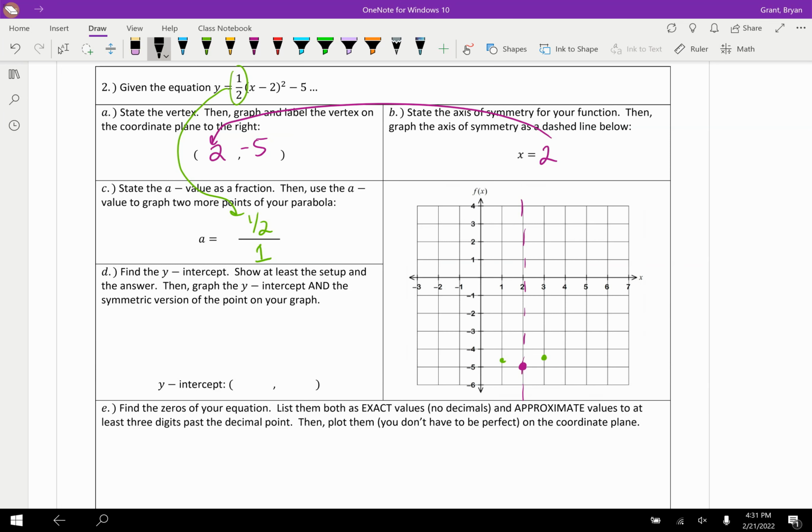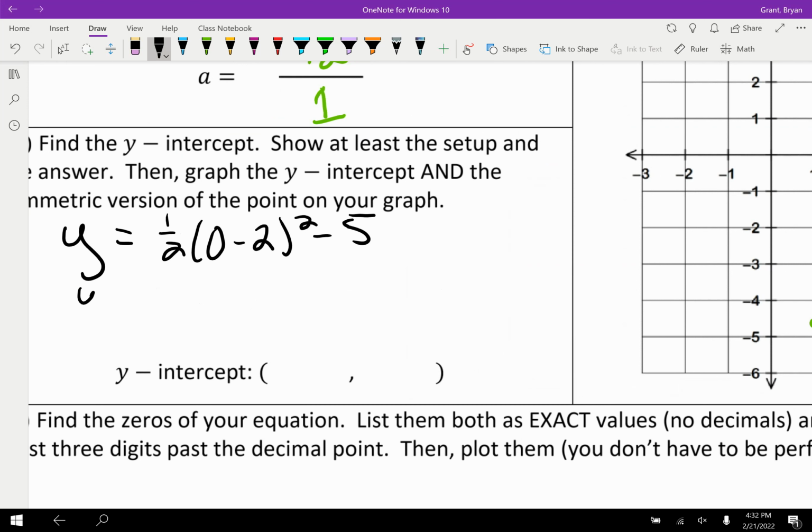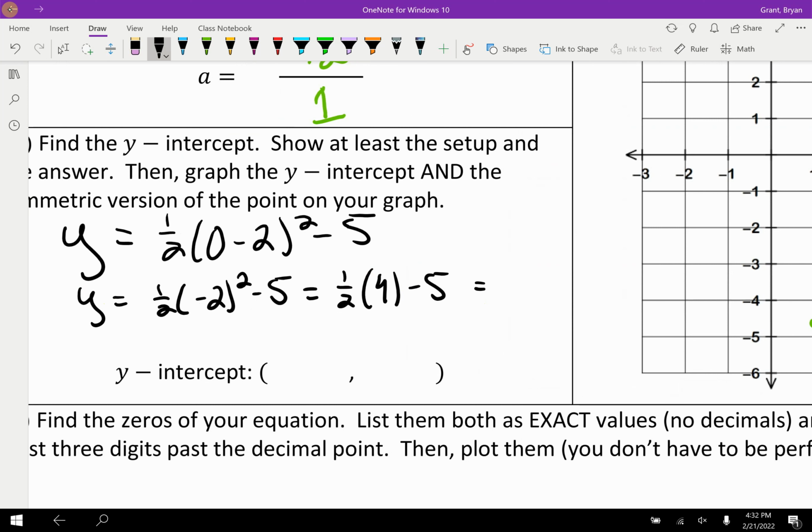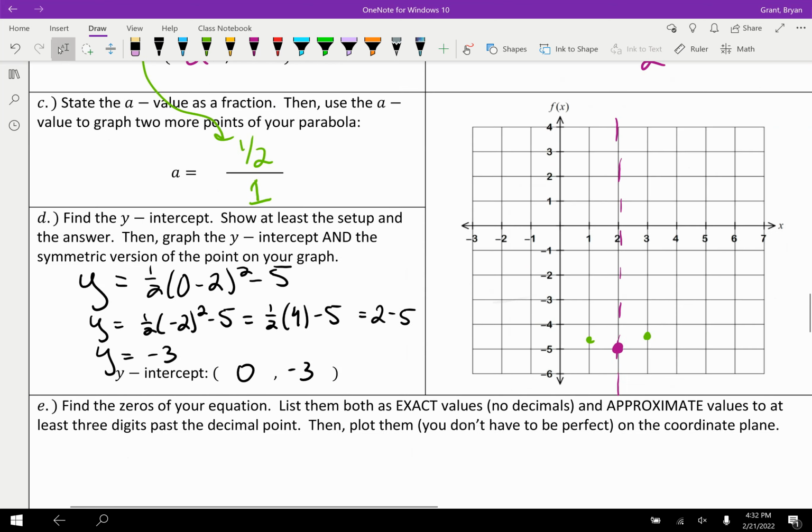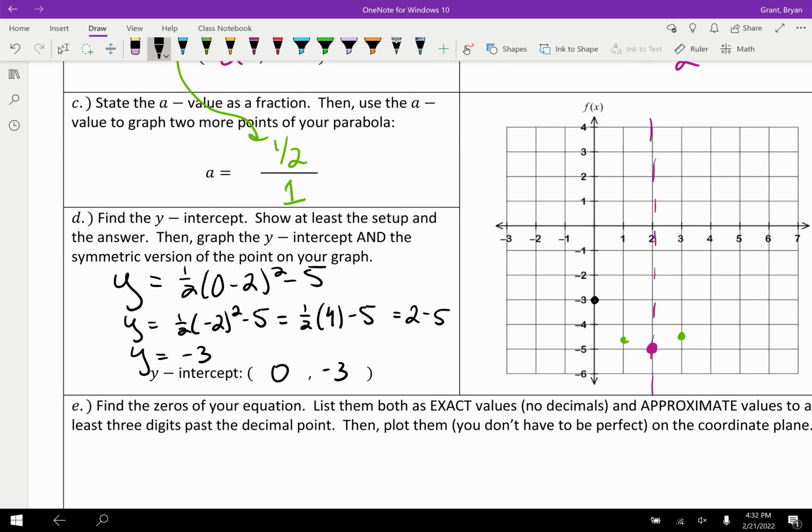Let's do the y-intercept. y equals, we need that set up, 1/2 of 0 minus 2 squared minus 5. You can certainly use your calculator from there. I'm just going to do some mental math though. Negative 2 squared minus 5. Negative 2 squared is 4. Half of 4 is 2. And 2 minus 5 looks like negative 3. So when x was 0, y was negative 3.